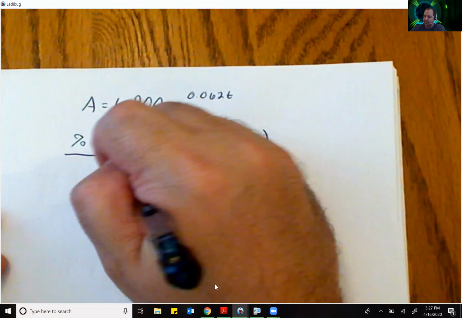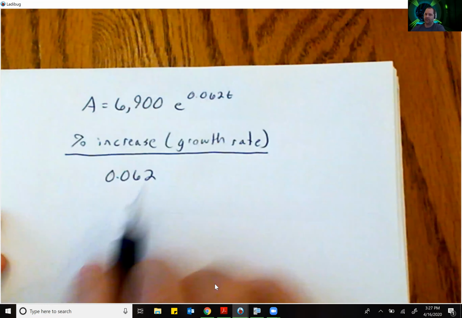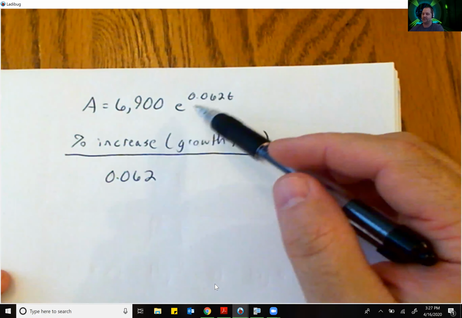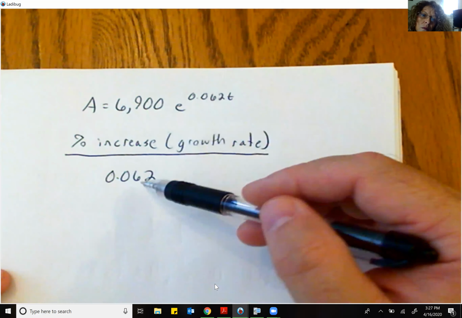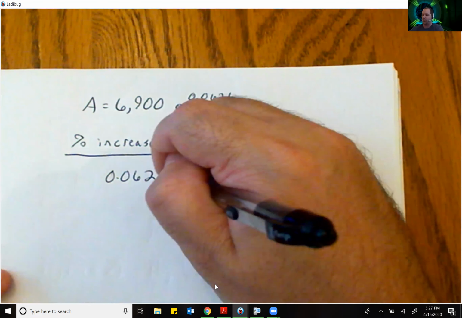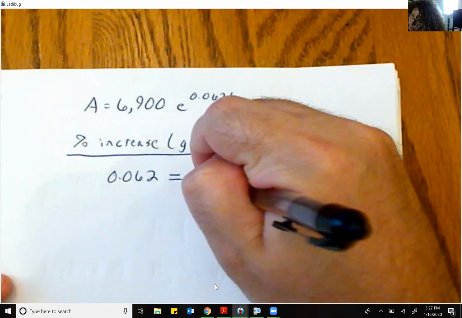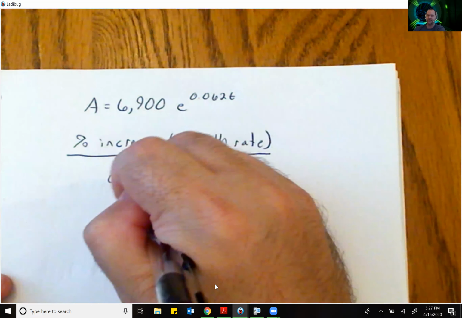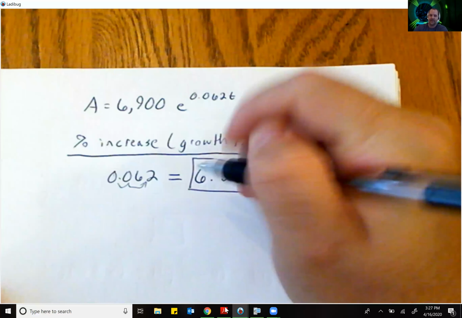So 0.062. But again, when we're working with math and we're plugging into equations, we can't plug percents into the equation. This is the decimal version of that percent. So what is the real percent? 6.2%. Because you're going to take and move that decimal 2 places to the right. That is what number 28 is about.